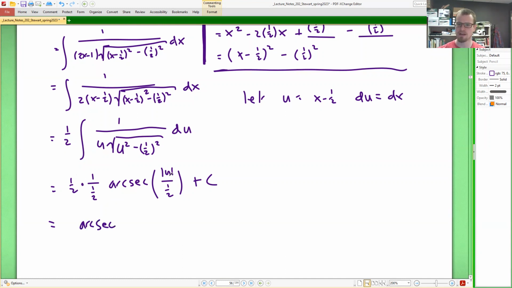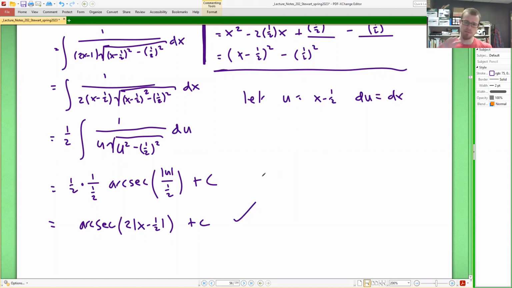In this case, u itself was x minus 1/2. And when I divide by 1/2, that's the same as multiplying by 2. So this is 2 times the absolute value of x minus 1/2, plus c. And so we have that. Excellent.